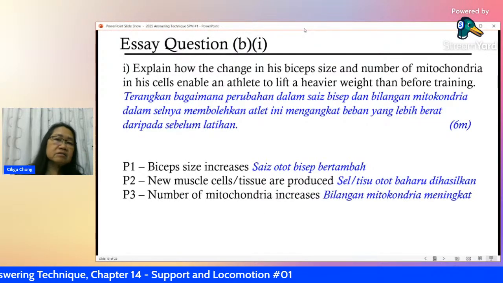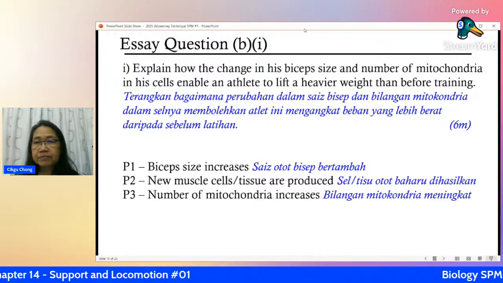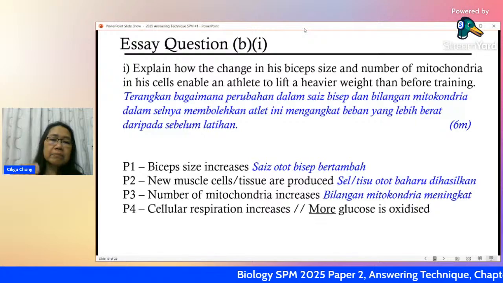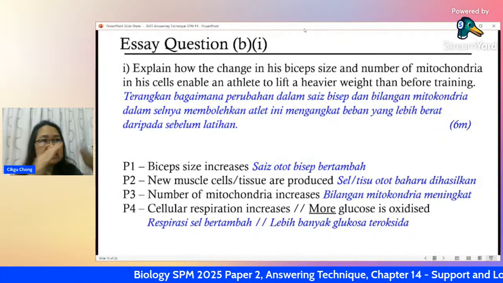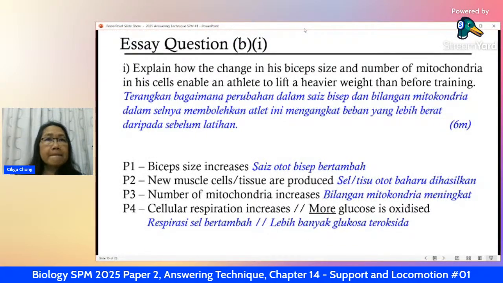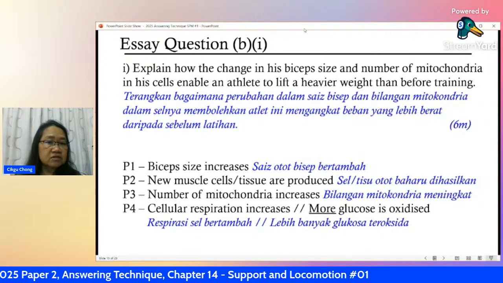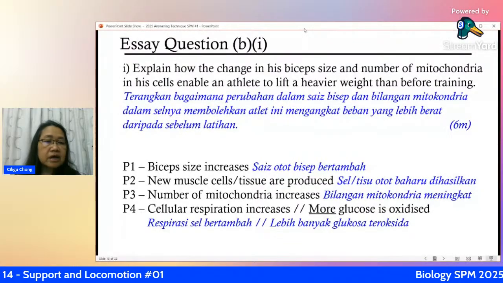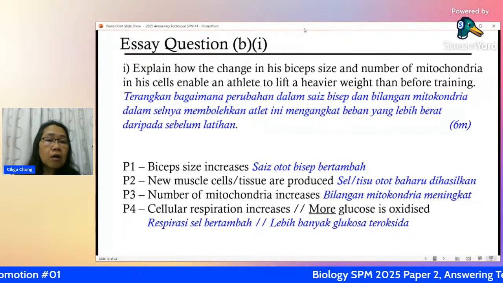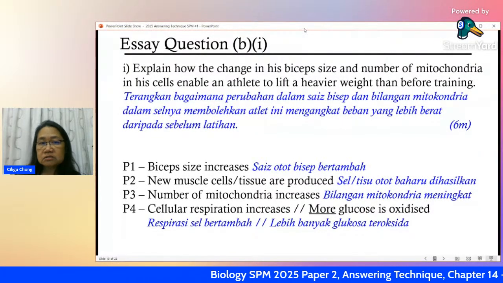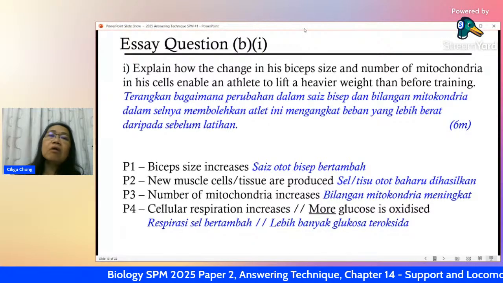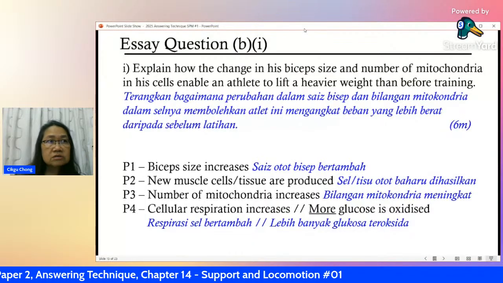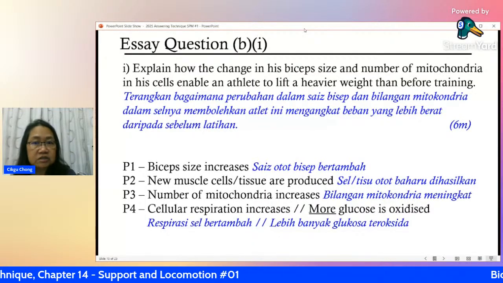All right, and talk about the mitochondria. The number of mitochondria also increases. Okay, so when the mitochondria increases, you can think of it as everything is connected. Mitochondria is for what? Mitochondria is to produce energy, right? Is to carry out cellular respiration. So when you got more mitochondria, that means you can carry out more cellular respiration. So cellular respiration increases, therefore more glucose is oxidized. You're able to convert more glucose at a higher rate into energy, produce more energy.